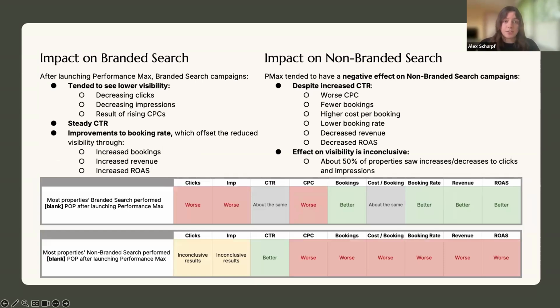In terms of branded search, after launching PMax, branded did see lower visibility again. So lower clicks, lower impressions, and this seemed to be tied to increasing CPCs, which is kind of interesting. Our theory is that there was a little bit more competition there, causing the brand term CPCs to go up a little bit. We were seeing no change to CTR though, and booking rate did still improve after launching PMax, which was really interesting. Despite the decreased visibility, we still were seeing higher bookings, higher revenue and ROAS. So it did seem to offset all of the negative changes.